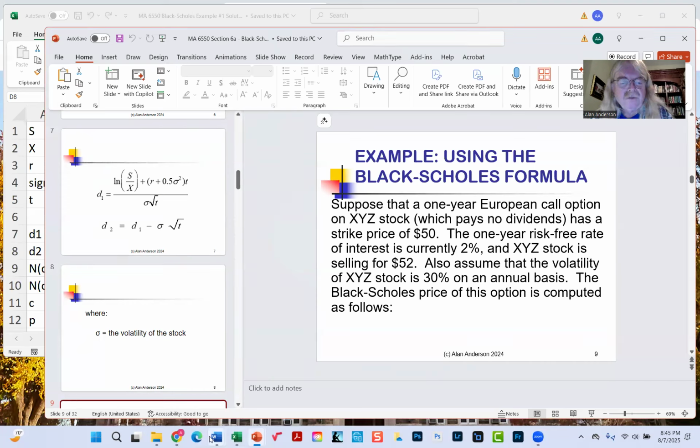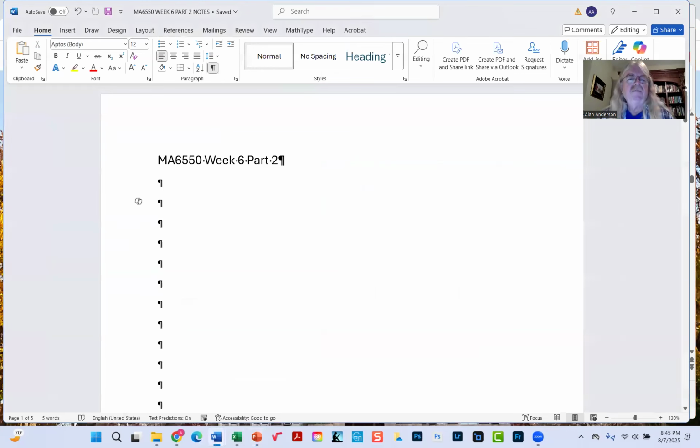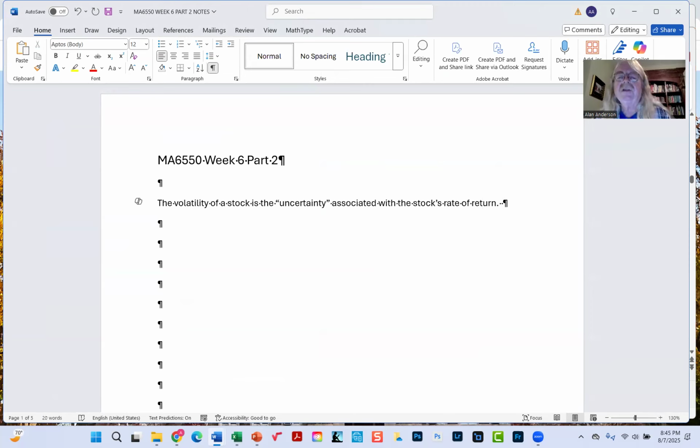So just a quick reminder, the volatility is what we can think of as the uncertainty associated with the stock's price, or actually the stock's returns, I should say, because it's not so much the price we're concerned about, it's the rate of return. So this is the uncertainty associated with the stock's rate of return, but specifically the volatility is measured as the standard deviation of the stock's rate of return over time.